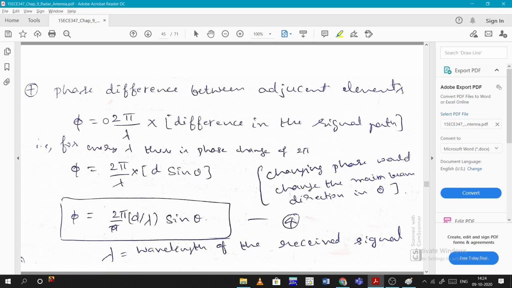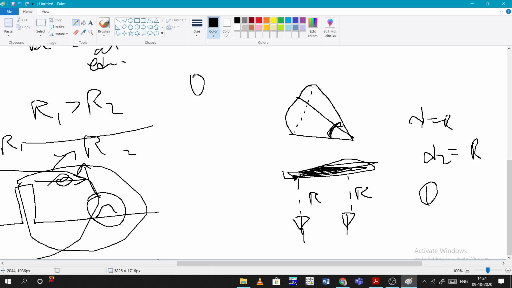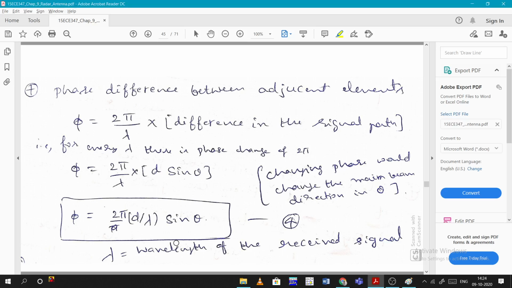Now coming to the phase difference between the adjacent elements. Phase difference, phi, is beta l, you know that. So beta can be written as 2 pi by lambda. What is l? L is the distance in the signal path, that is d sine theta, right? So that's what we substitute. We know the phase difference is beta l, where beta is 2 pi by lambda and l is d sine theta. Substitute and we get the expression. Now lambda is the wavelength of the receiving signal.